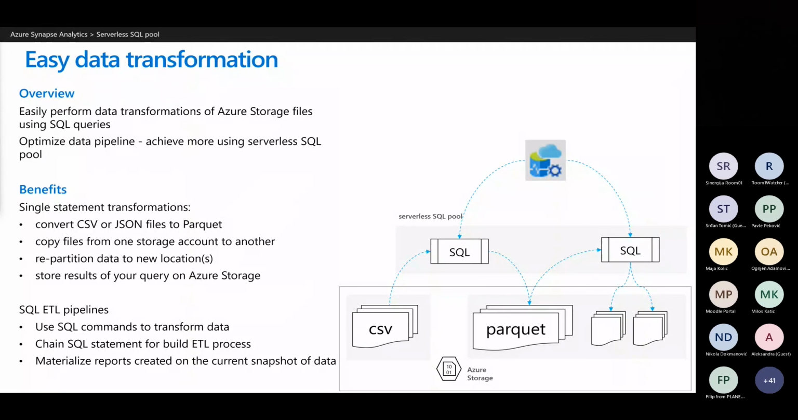And then, like I mentioned, data transformation. You can do easy data transformation on the data, again, without pulling the data anywhere else. You just run simple T-SQL to, for example, convert a CSV file into Parquet. You can do that using serverless SQL pool, or you want to move data from one folder to the other, or you want to repartition the data, or you want to run some complex SQL and store the results of the data back into storage. You can do all that.